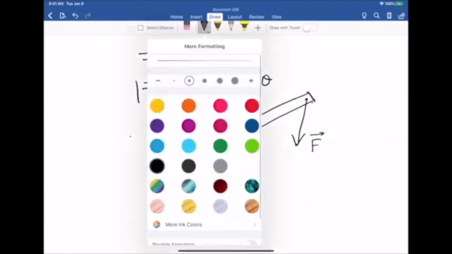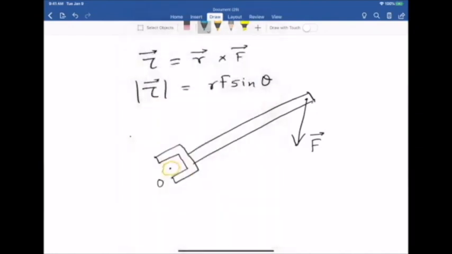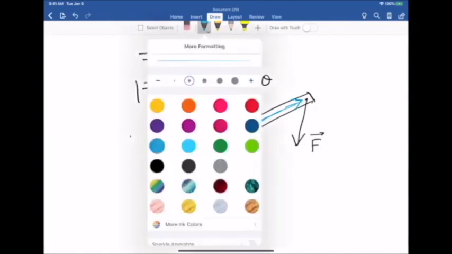So what you do is you first have to draw the R vector, which is a line which starts from the reference point, which is just the axis of rotation, and goes out to the point of application of the force. So please make sure that you fully understand what the R vector is. It's a vector which originates at the axis of rotation and goes out to the point where the force is being applied. Then you calculate the cross product.